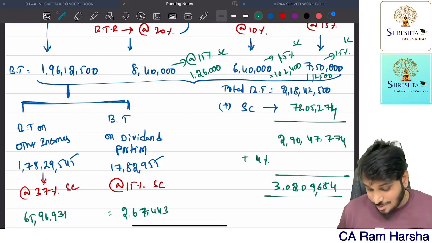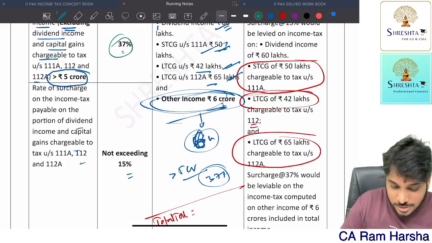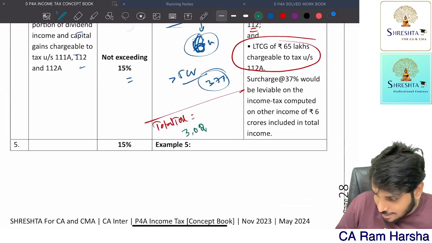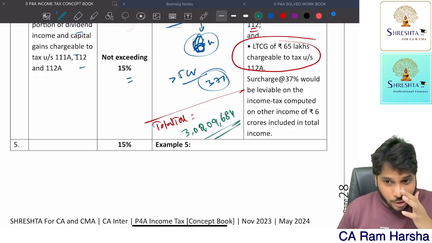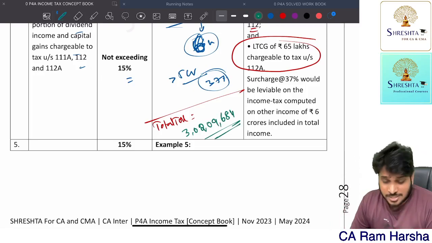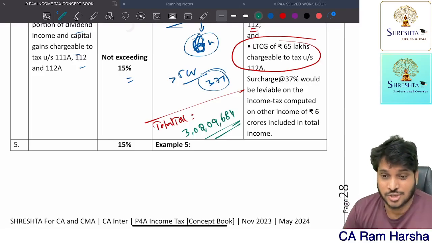Oops. 3 crore 2 lakh 9,684. What is the total tax? 3 crore 2 lakh 9,684. It took more than 5 minutes to compute. So that's it. That is how to calculate surcharge on an individual.